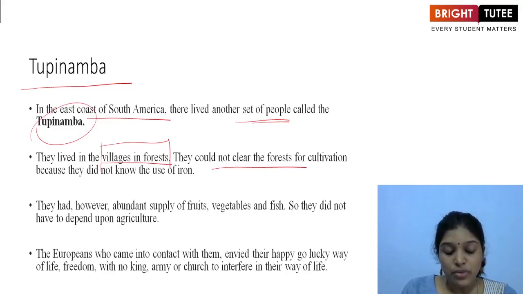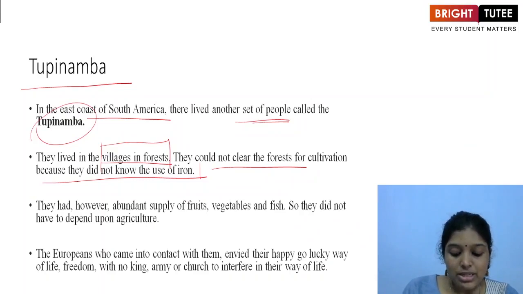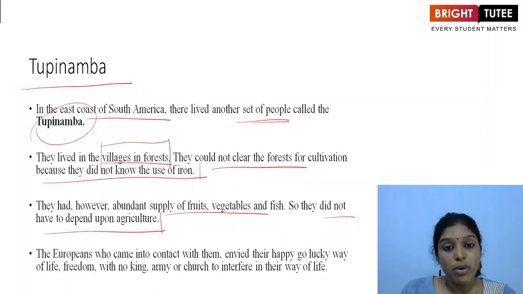And they could not clear the forest for cultivation because they did not know the use of iron. This is very important. In other cultures, the discovery of iron had taken place long back, and they used it for clearing forests and making land suitable for agriculture. But the Tupinamba had not discovered iron, so they lived in villages inside the forest. However, they had an abundant supply of fruits, vegetables, and fish, so they did not have to depend on agriculture. This helped them sustain themselves.